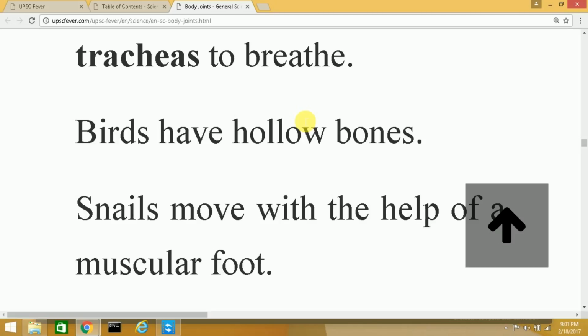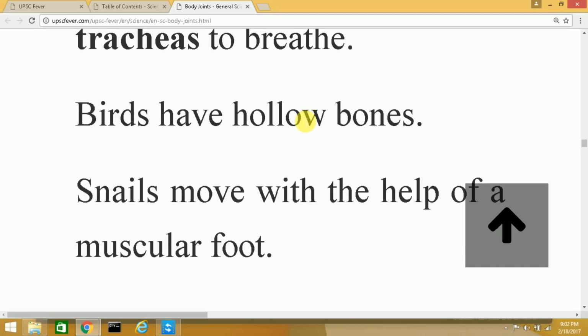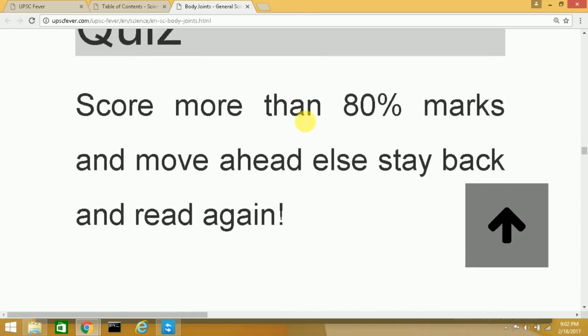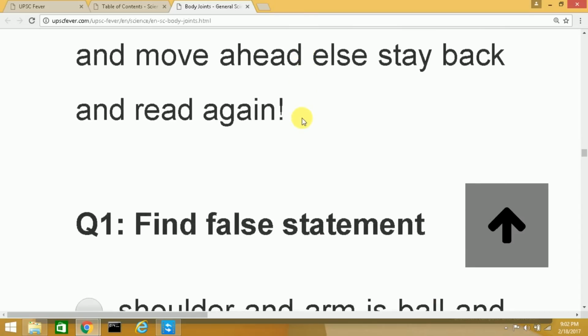Fine, so that was it about the body and its joints and tissues.